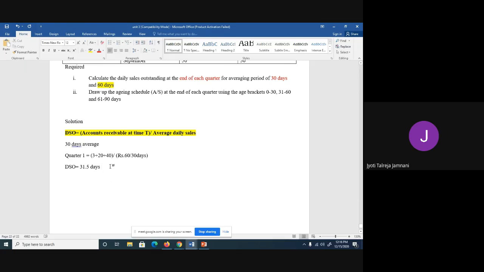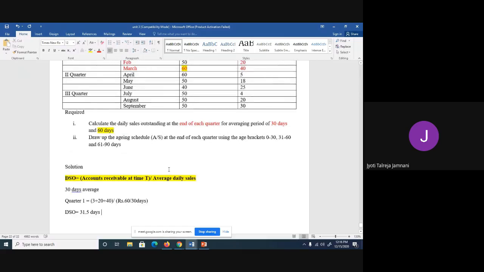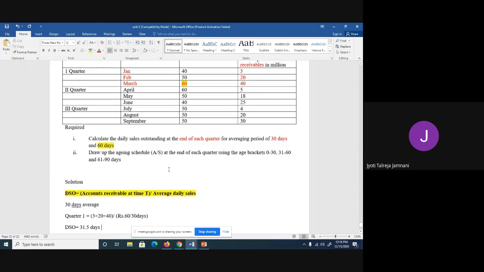Now what does this mean, 31.5 days? That basically means your sales are outstanding for 31.5 days. Outstanding means not paid. The customer has to still pay. So on an average, 31.5 days sales will always remain outstanding. The customers will have to pay it to you.